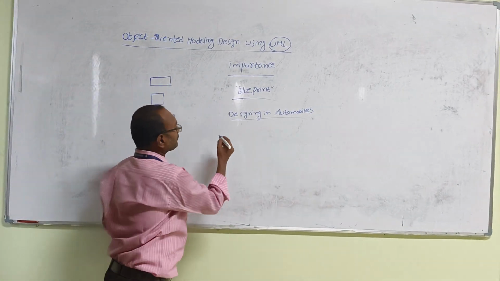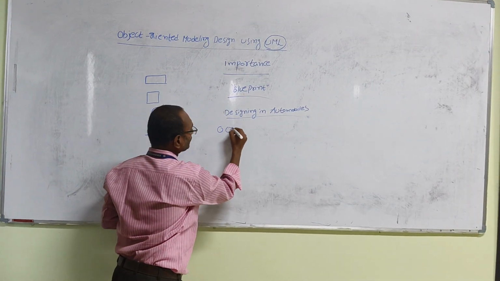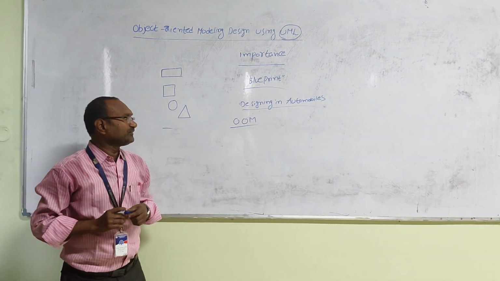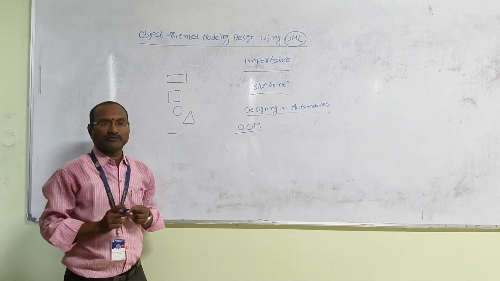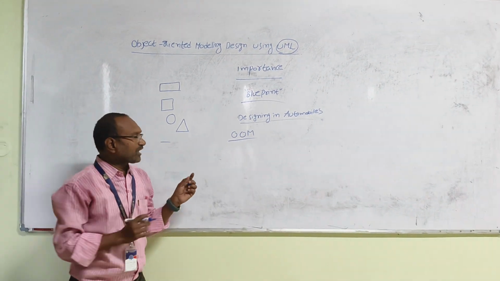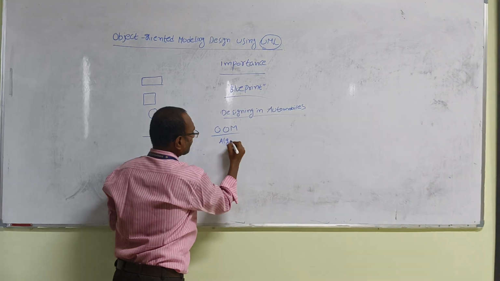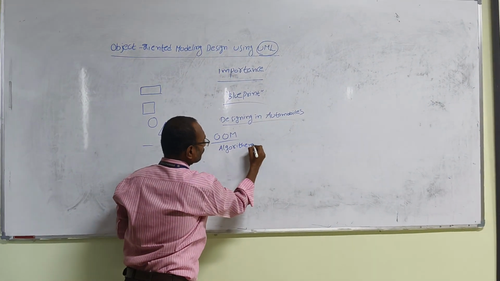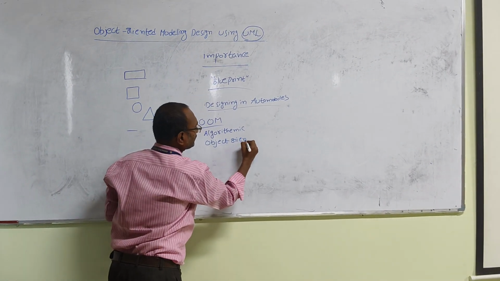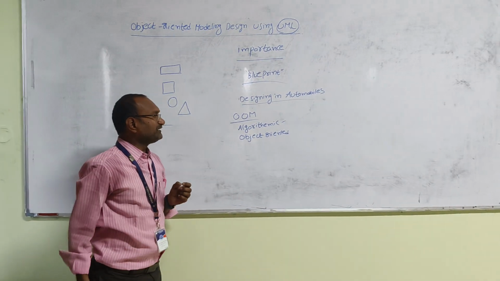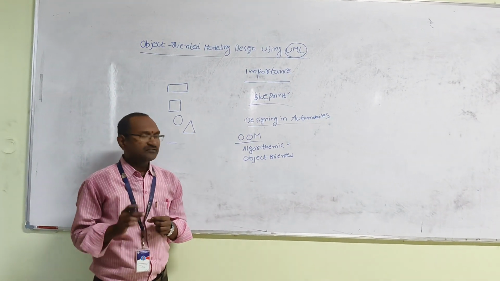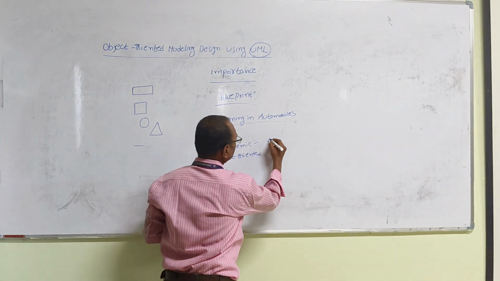Suppose object oriented modeling, simply OOM, object oriented modeling. Object oriented modeling mainly has two types of approaches. Number one, the algorithmic approach. Second one, the object oriented approach. Algorithmic approach means to simply write the design with simple steps, like, suppose, how to make a coffee.